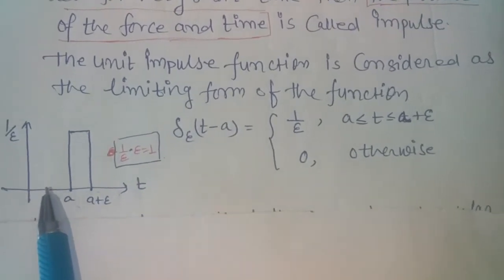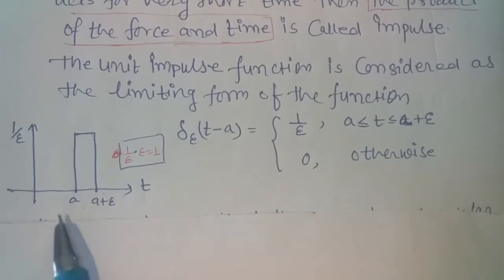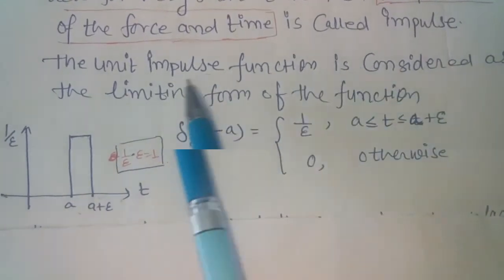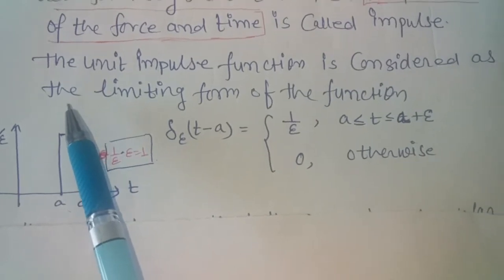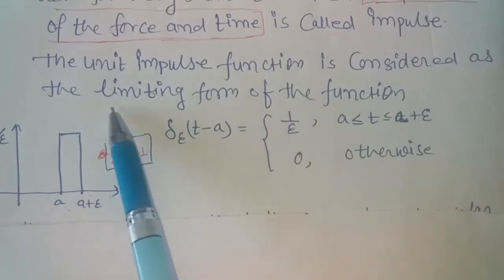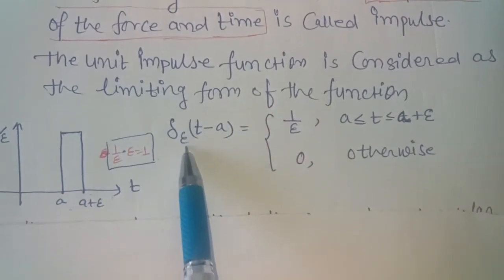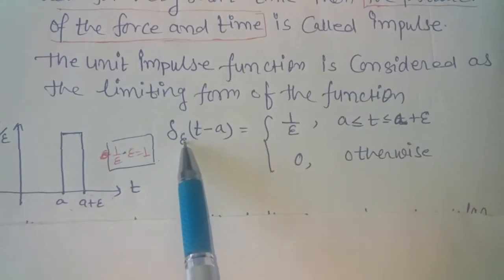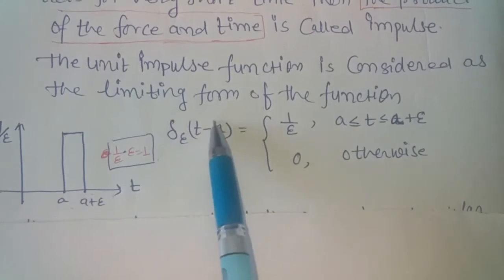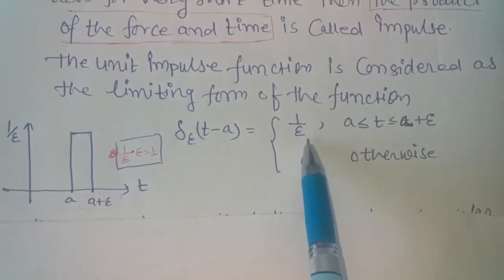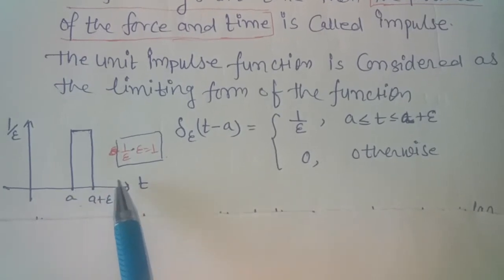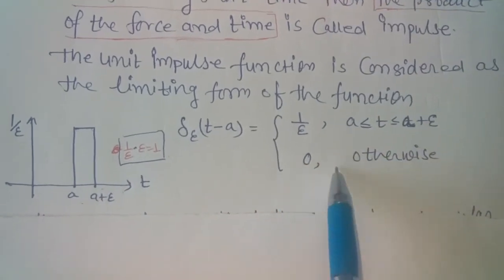Now, the mathematical form of unit impulse function is defined as follows: the unit impulse function is considered as the limiting form, meaning epsilon tends to 0, of the function delta epsilon of (t minus a), which is defined as 1 upon epsilon when t lies between a and a plus epsilon, and otherwise it is 0.